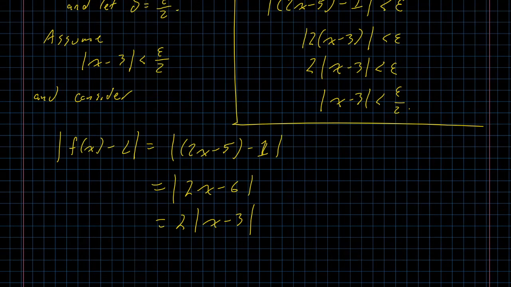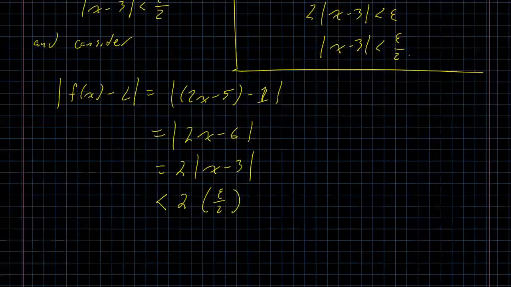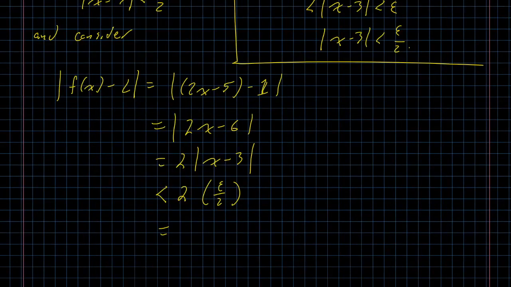But then we use the assumption we just made. We have that the absolute value of f of x minus L is equal to 2 times the absolute value of x minus 3. And since x minus 3 is less than epsilon over 2, 2 times x minus 3 must be less than 2 times epsilon over 2. And 2 times epsilon over 2 is equal to epsilon. So we get that f of x minus L is less than epsilon, right?